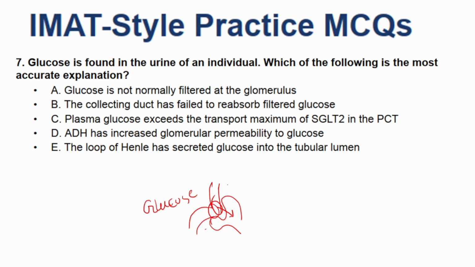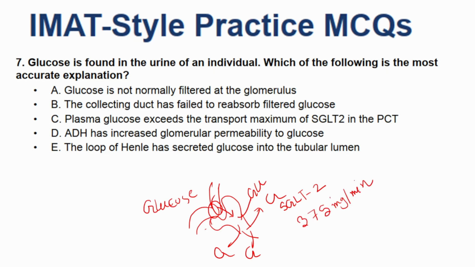Under normal glycemic conditions, 100% of this glucose is completely reabsorbed in the proximal convoluted tubule, primarily via sodium-glucose co-transporter 2, located in the apical membrane. The co-transporter operates with a strict quantitative transport maximum, which averages approximately 375 milligrams per minute in healthy adults.